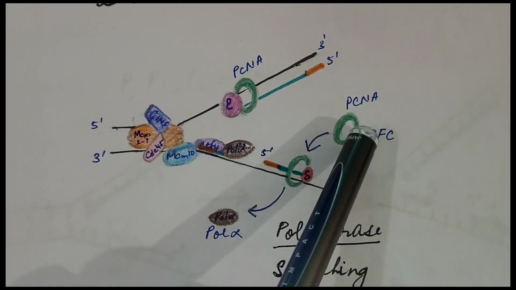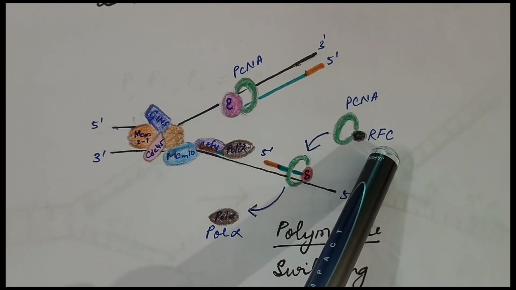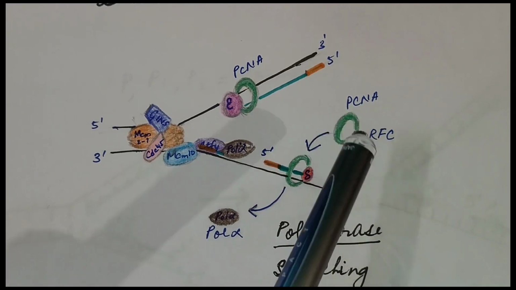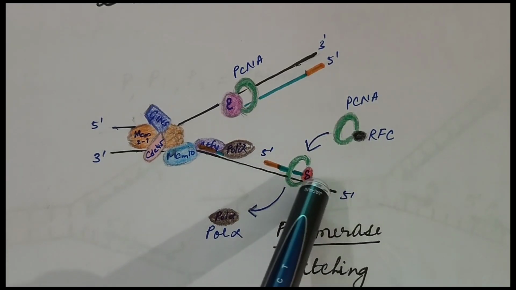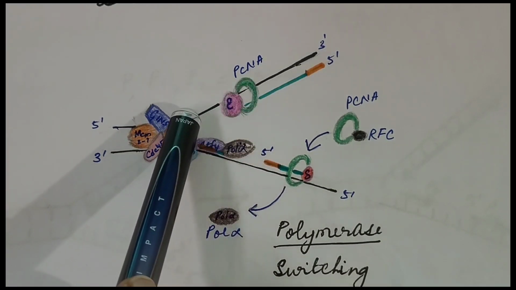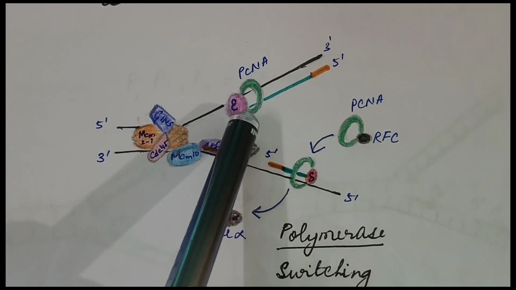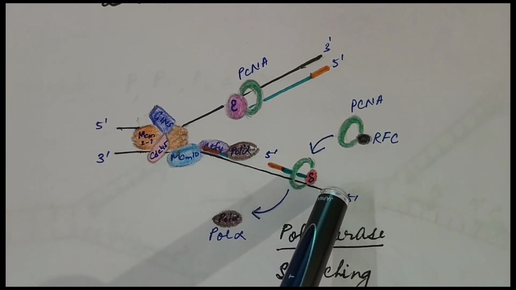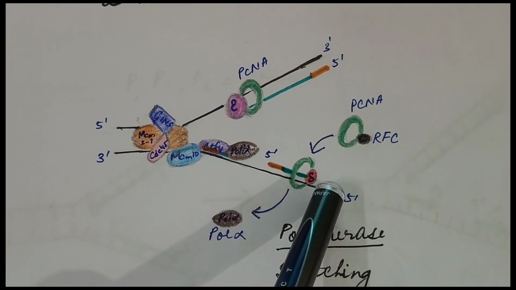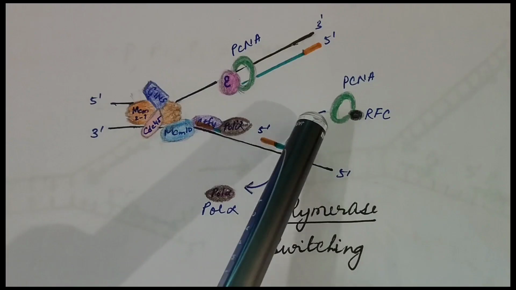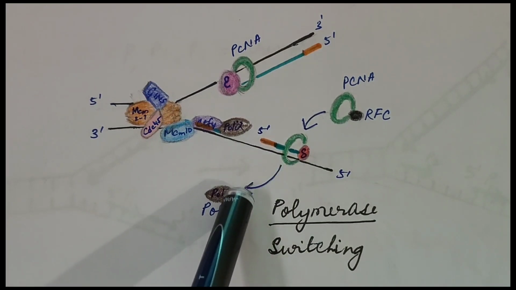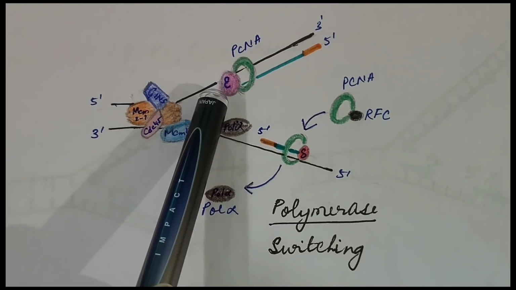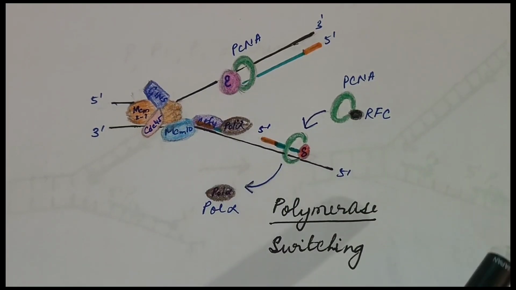So, what happens? This RFC, which is replication factor C, which is also the clamp loader, causes the dissociation of the DNA polymerase alpha and assembly of PCNA, both to the template of the lagging strand and to the template of the leading strand. This PCNA holds DNA polymerase epsilon and DNA polymerase delta, and it is responsible for the high processivity of these main replicative DNA polymerases. So, the process of replacement of DNA polymerase alpha by the main replicative DNA polymerases, that is DNA polymerase epsilon and DNA polymerase delta, is known as polymerase switching.